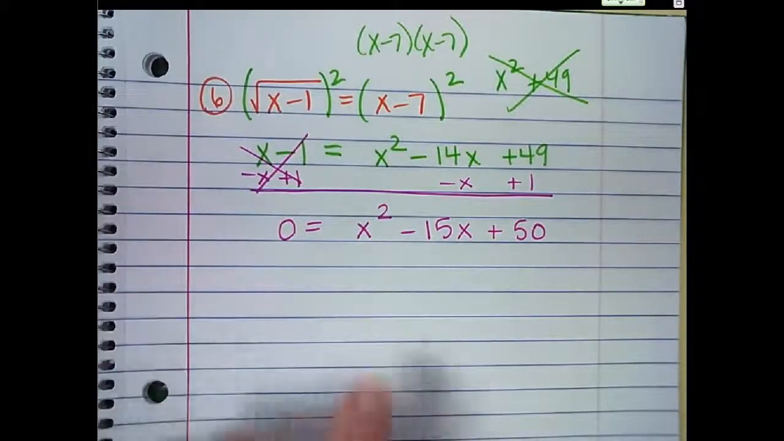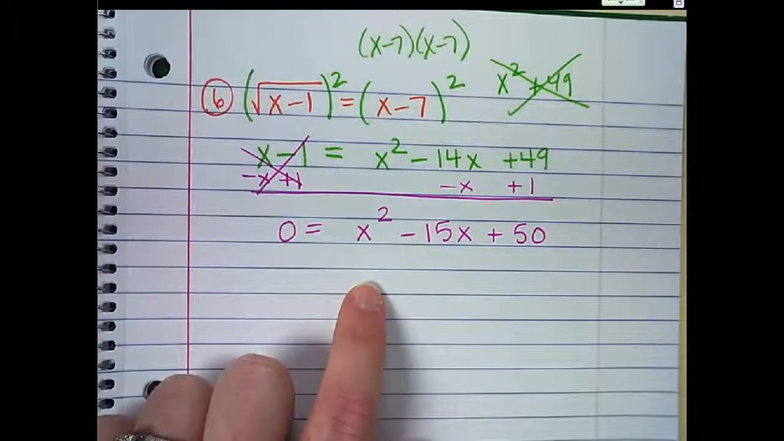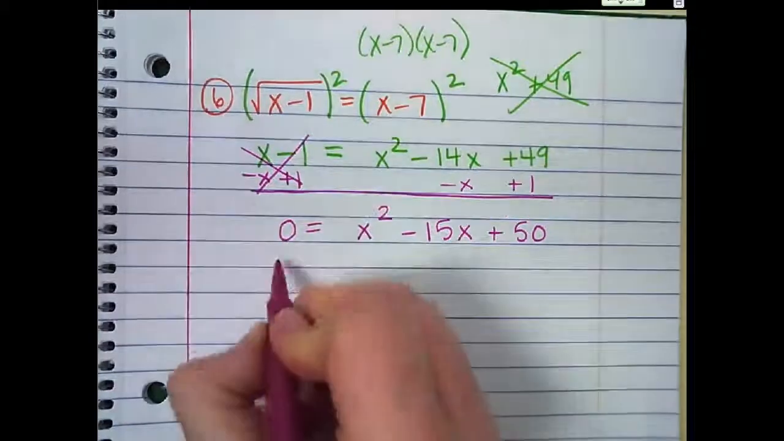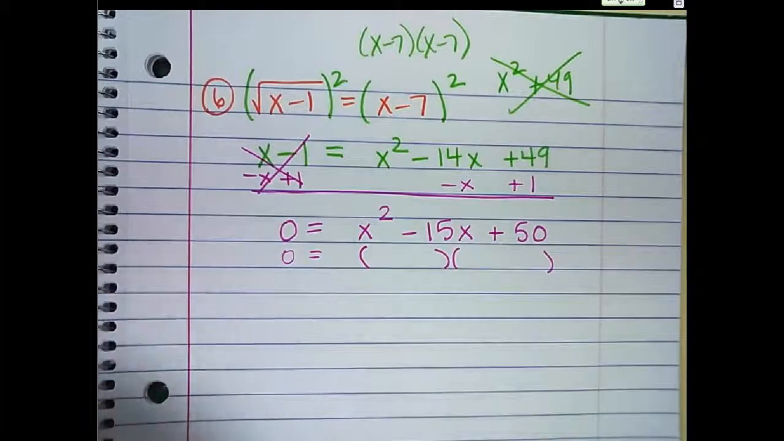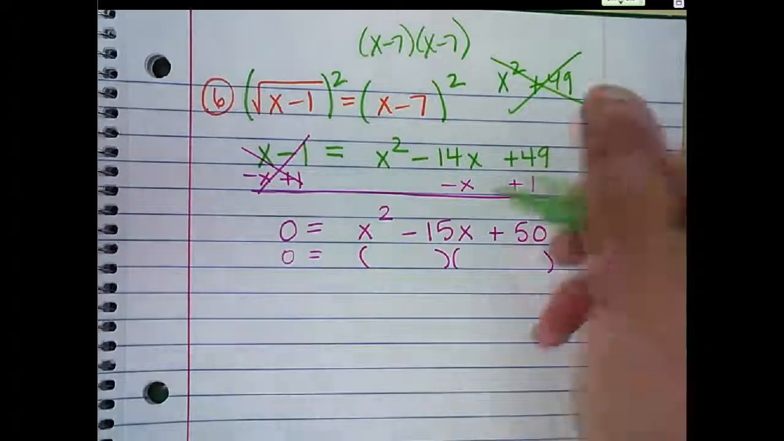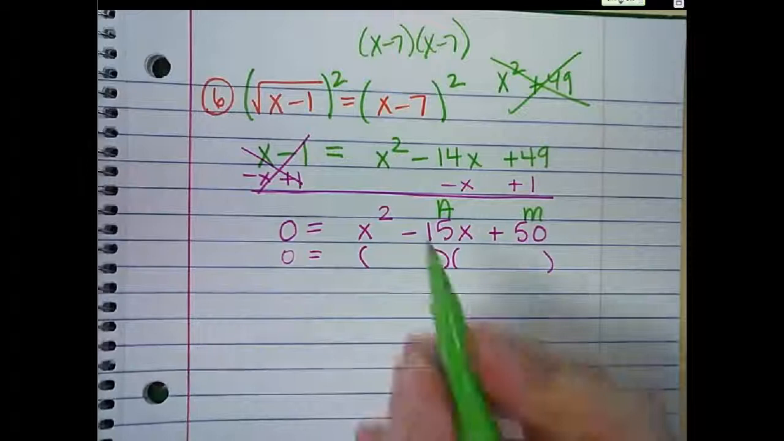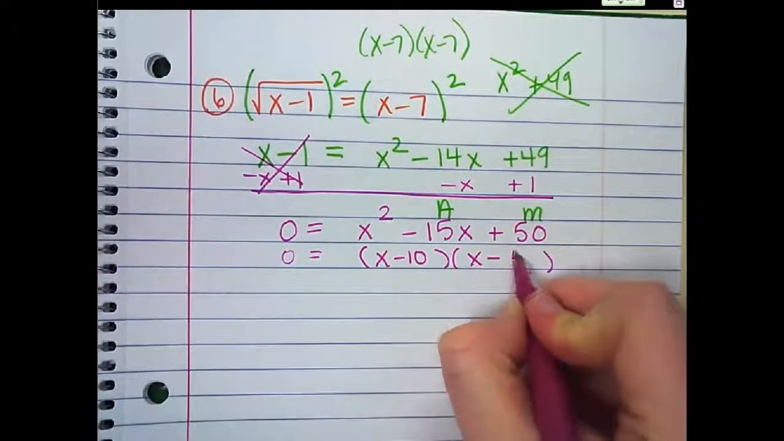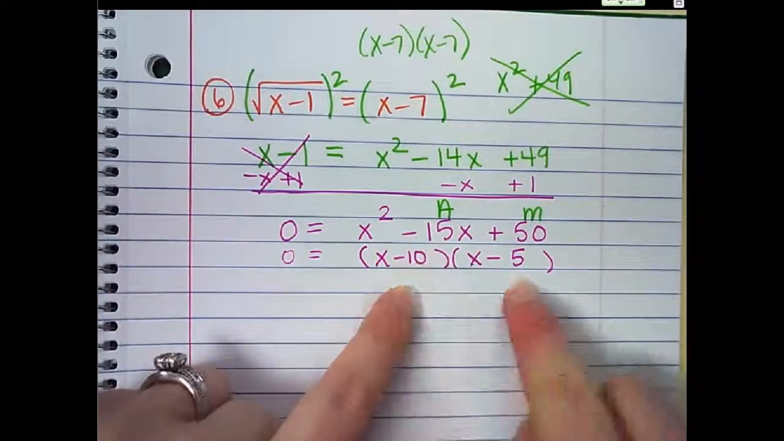If you get a quadratic, which is this, you have to factor it to solve it. Did I factor it? No. Yes, because you're trying to get to what x equals. So what multiplies to give me 50 and adds to give me negative 15? Negative 10, negative 5. Double check. Negative 10 plus negative 5 is negative 15, and if I multiply them, I get positive 50.